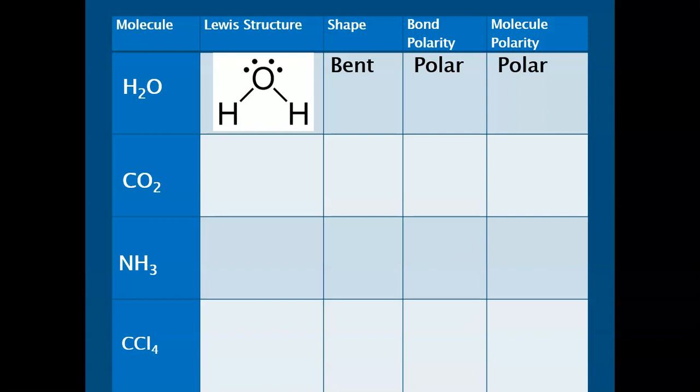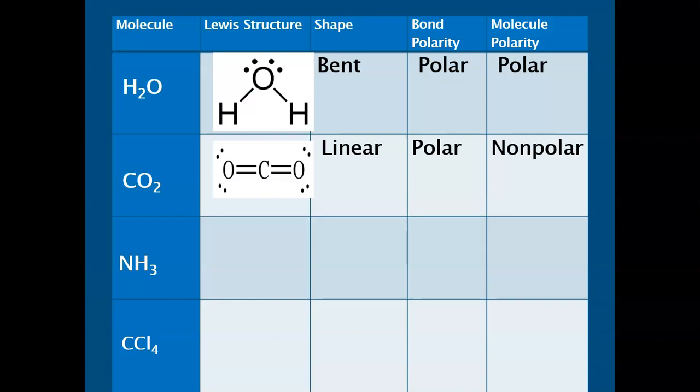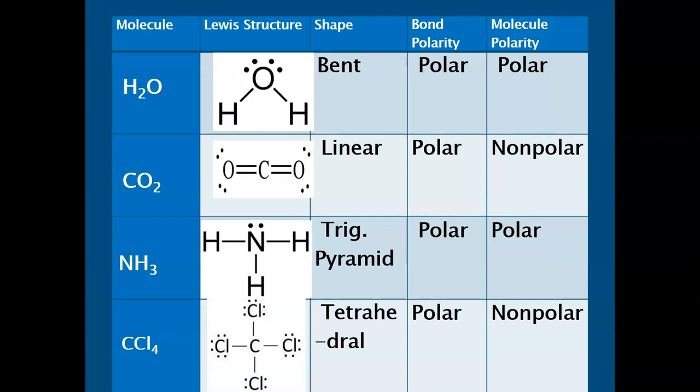Our clue that they don't cancel out is that there are lone pairs on the central atom. All right, so pause and try to fill out the table for the other 3 molecules, and then press play when you're ready to check your results. All right, so for CO2, it is a linear molecule. The bonds are polar, but those dipole moments cancel out, so it's nonpolar overall. Ammonia is trigonal pyramid, polar bonds because they're different atoms, polar overall.